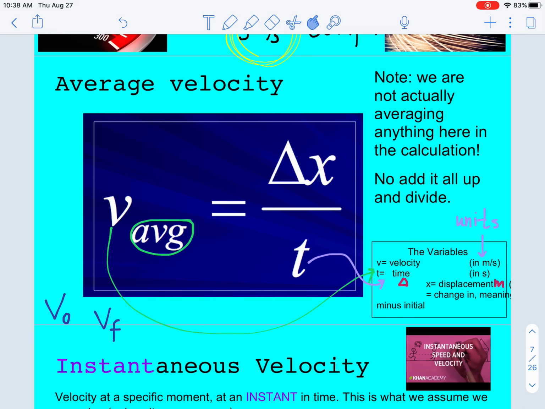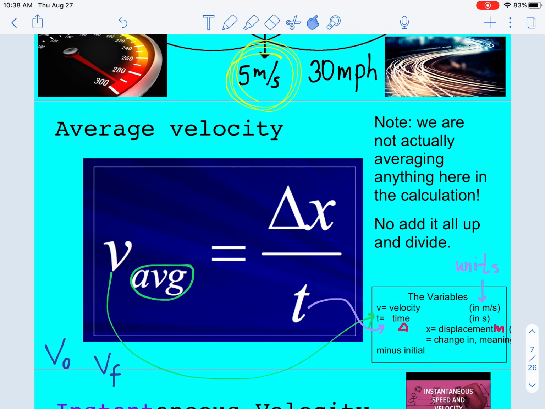What does the triangle mean? Well, it just means the change in displacement or the change in distance, meaning a final minus initial. But really it's just saying triangle X is all one thing and it's referring to how far.